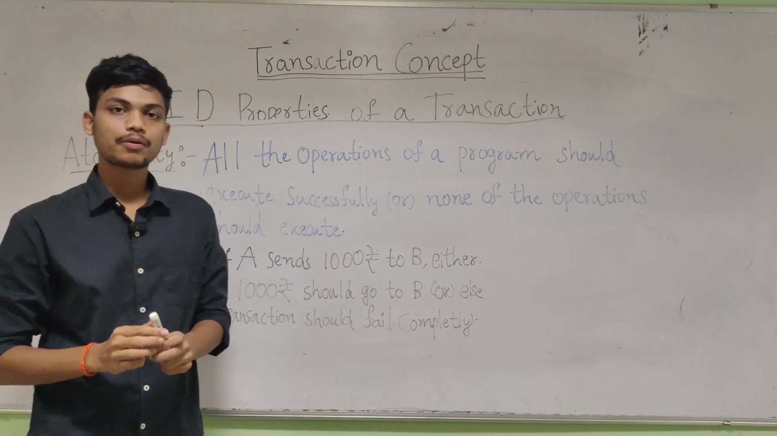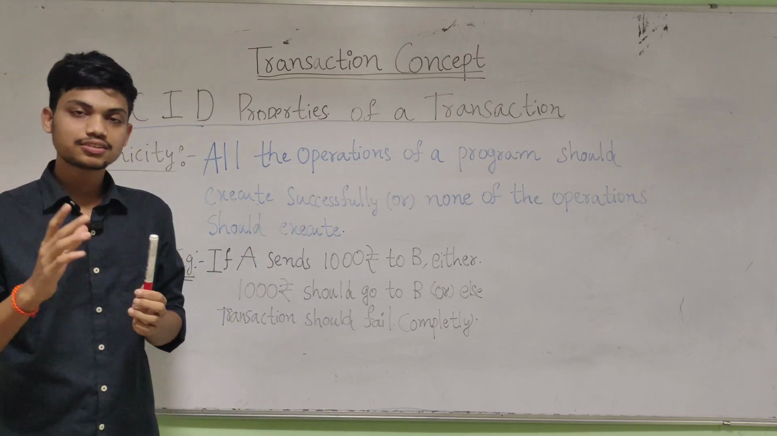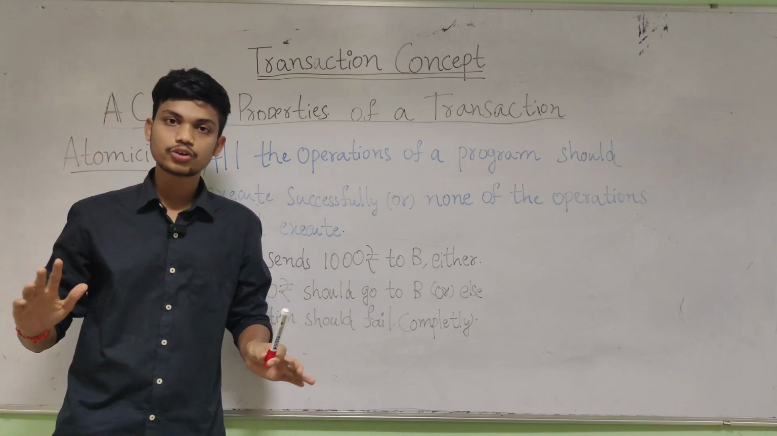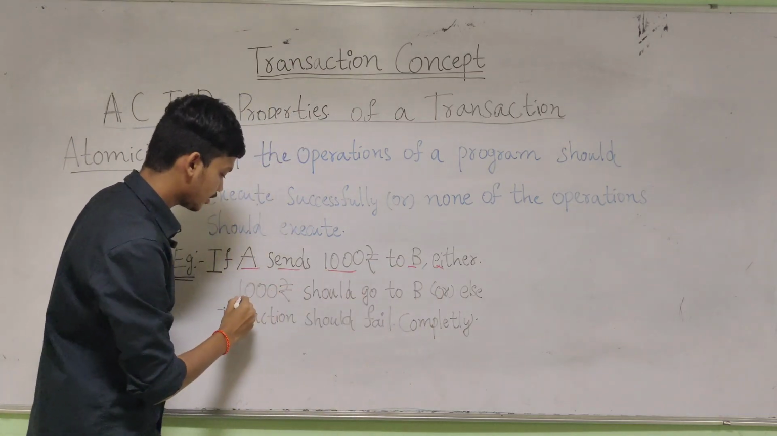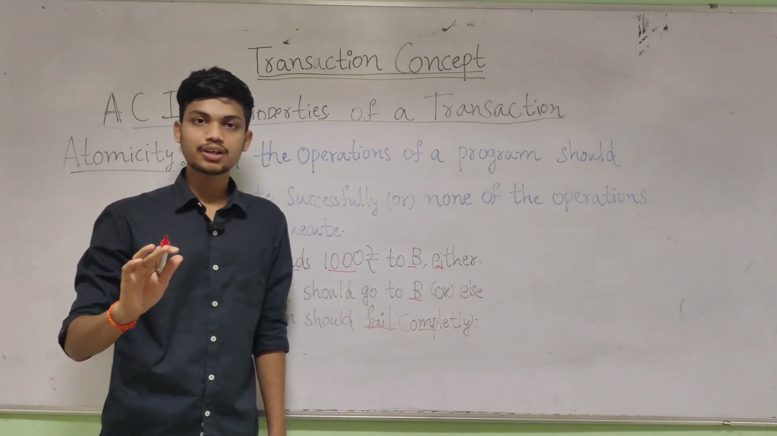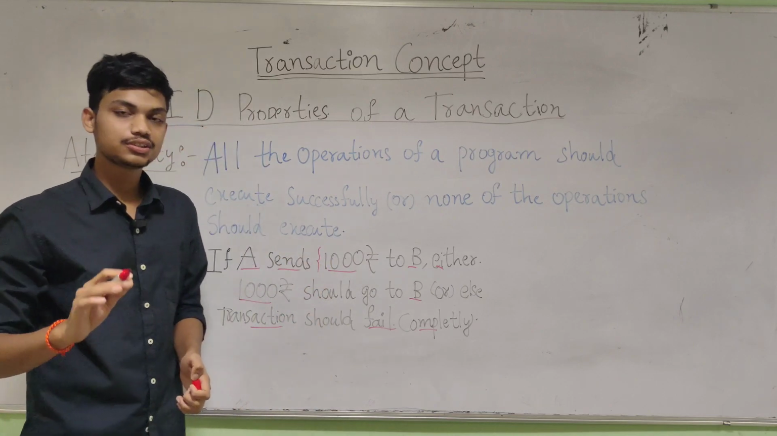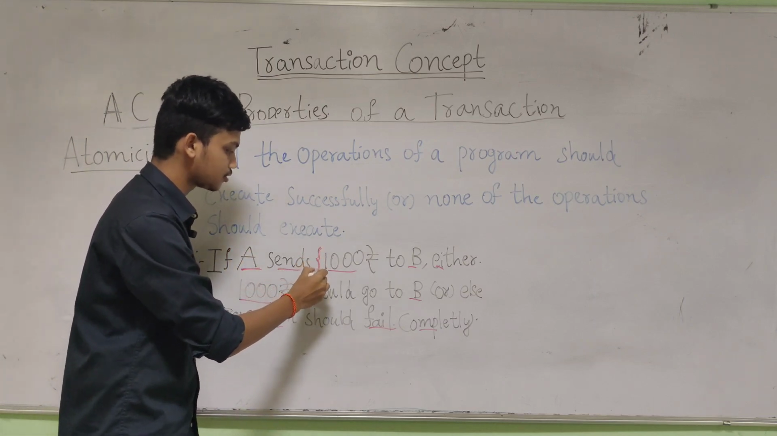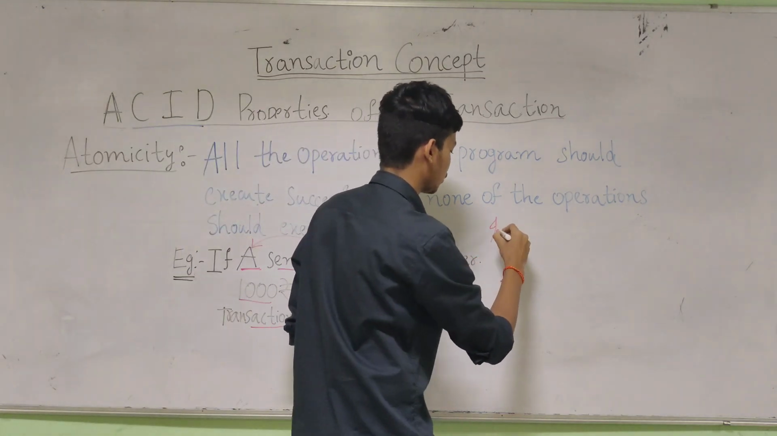We are going to discuss the atomicity property now. What is atomicity? Atomicity is a property of a transaction that tells us that if a transaction executes, either it should execute completely or it should not execute at all. Now look at this example. If A sends 1000 rupees to B, either 1000 rupees should go to B or else the transaction should fail completely. But it should not be the case that 1000 rupees was deducted from A but has not gone to B. That is an incomplete transaction, that is not atomicity. So if any transaction failure happens, that 1000 rupees should come back to A. So this is the case.